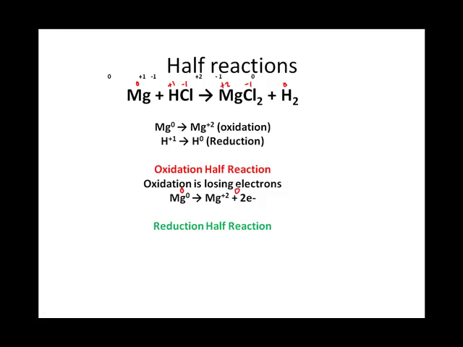The reduction half reaction is where the side of the reaction is gaining electrons. So H is going from +1 down to 0. So this has to equal 0, and this side has to equal 0.